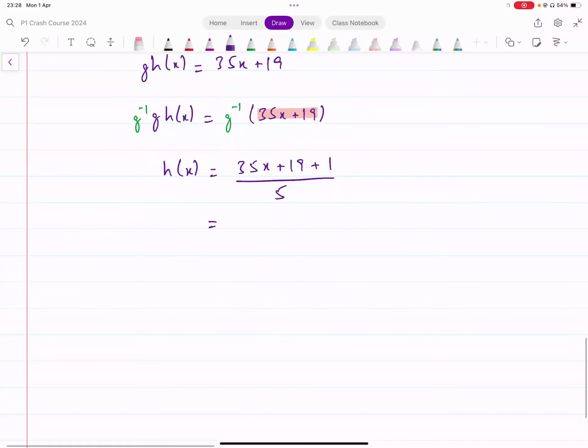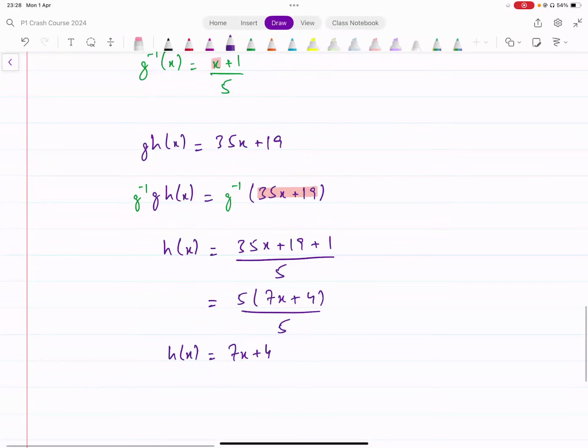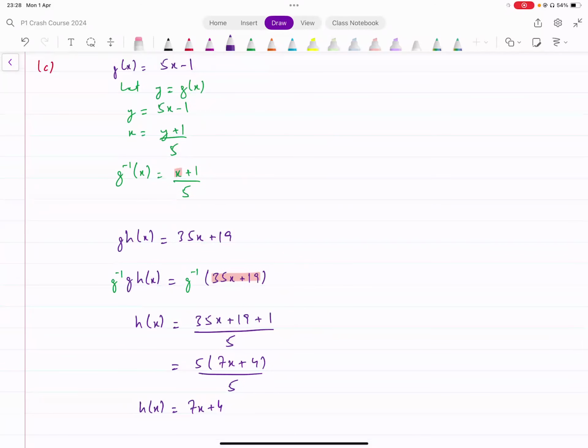And that's going to give you, if you take 5 common in the numerator, because you'll have 35x plus 20, you can take 5 common. That leaves you with 5 times 7x plus 4, whole divided by 5. And that means h of x equals 7x plus 4. And that's what we were looking for. That's your final result. That's h of x. Make sense? Yes, sir.